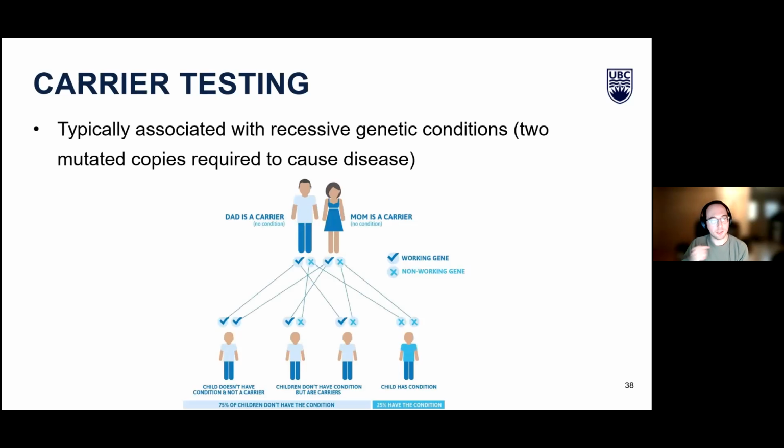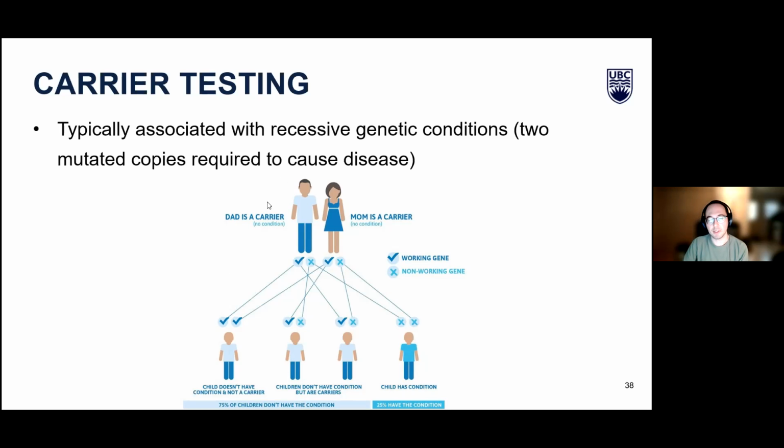And again, this is glossing over details, but typically carrier testing is associated with recessive genetic conditions. Whereas dominant genetic conditions are conditions in which you only need one copy of the mutated gene, in a recessive condition, you need two copies of the mutation. So both the version of the gene that you get from your mother and the version of the gene that you get from your father have to be mutated in order to have the genetic condition. So again, this diagram is just breaking down what the odds are of having a child with the condition, and it's about a 25% chance versus a 50% chance with dominant conditions.